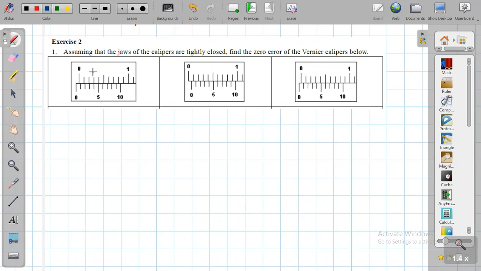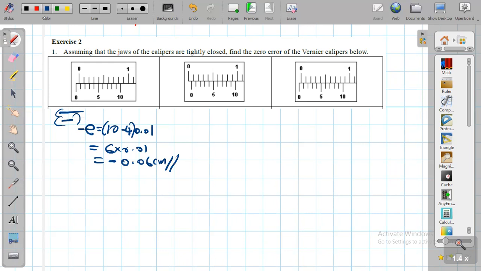Enough, right? Assuming the jaws are tightly closed, find the zero error. This one is a negative zero error because it has moved in some negative direction. So I have to look at 1, 2, 3, and the 4th line is coincided here. You have to understand that we can't just directly use 4, because why? Negative error is 10 minus 4 times 0.01. So it's like 6 times 0.01. So the answer is minus 0.06 centimeter. The zero error.